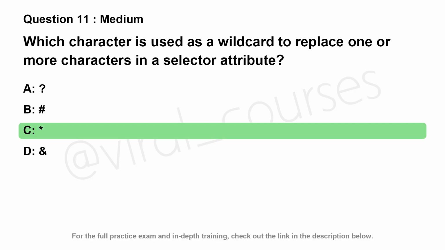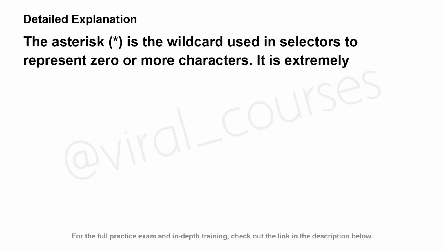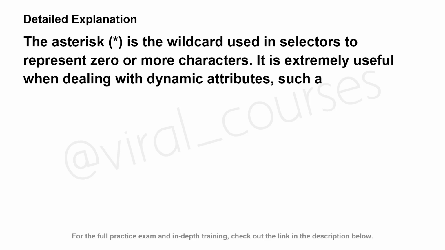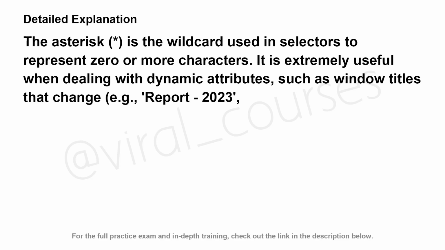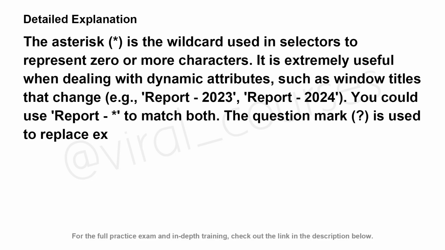The correct answer is C. The asterisk. Asterisk is the wildcard used in selectors to represent 0 or more characters. It is extremely useful when dealing with dynamic attributes, such as window titles that change, e.g., Report 2023, Report 2024. You could use report asterisk to match both. The question mark is used to replace exactly one character.